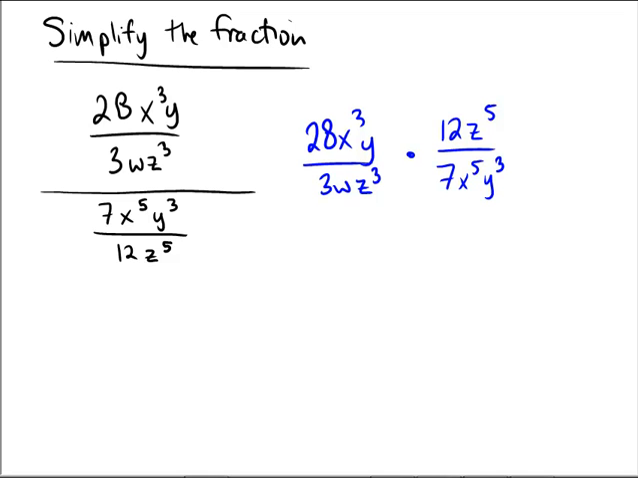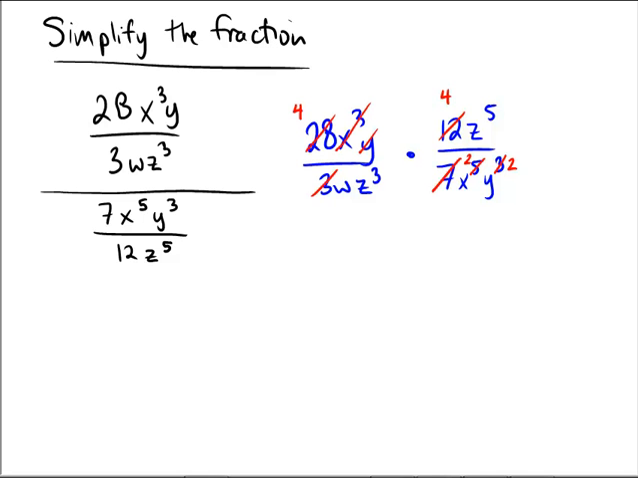Now this makes things a little bit more comfortable. We can start to reduce if we see anything. 7 reduces with 28 to be 4. 12 and 3 reduce to a 4 in the top. It looks like we have 1 y here and 3 y's here, so I'll make that a 2. We have 3 x's there and 5 of them there. 5 minus 3 leaves me with 2 of those.